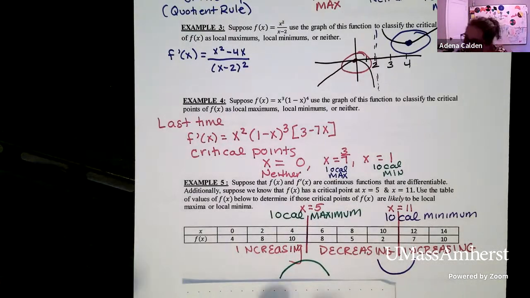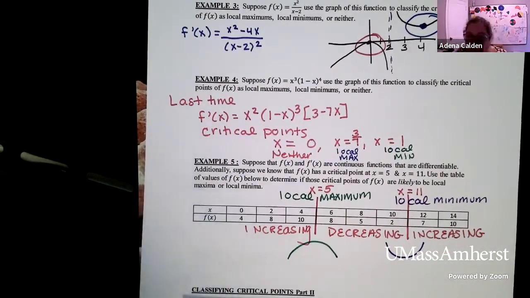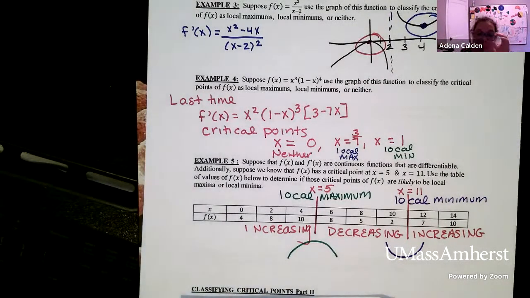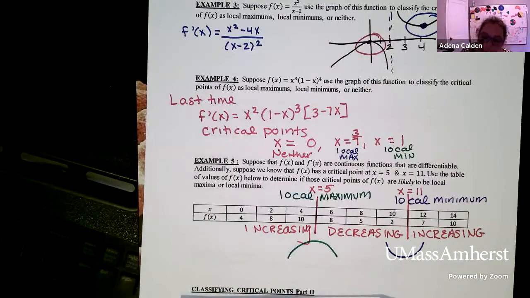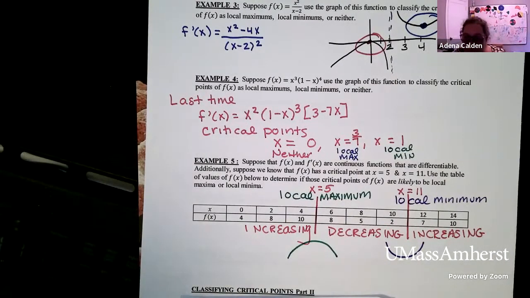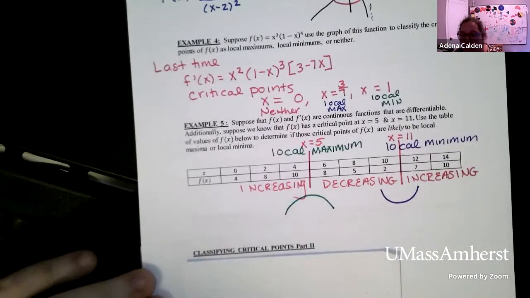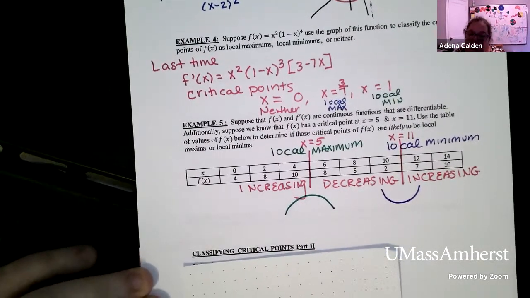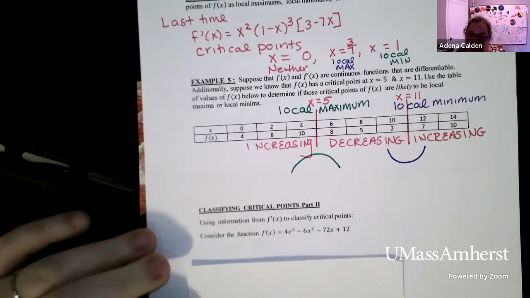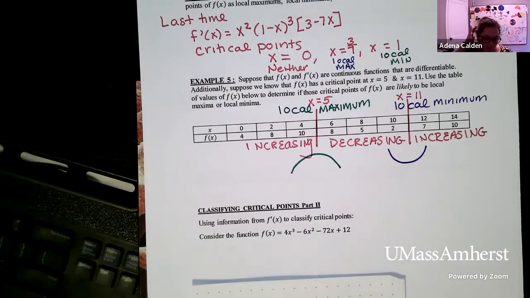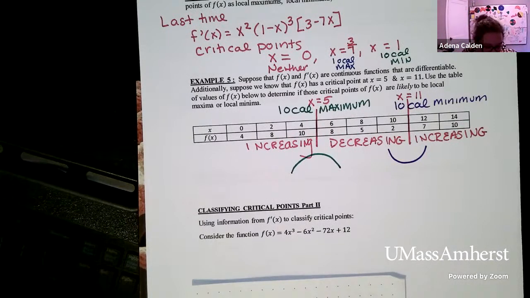So we are going to move on to our next test, and this is classifying critical points part 2. So this means we're going to be using a different method to determine if our critical points are local maximums, local minimums, or neither. So we're going to be working with the same functions. So we already know the outcome, but we're practicing the tests, okay? So we're going to start with this function that we were working with at the beginning of classifying critical points part 1.